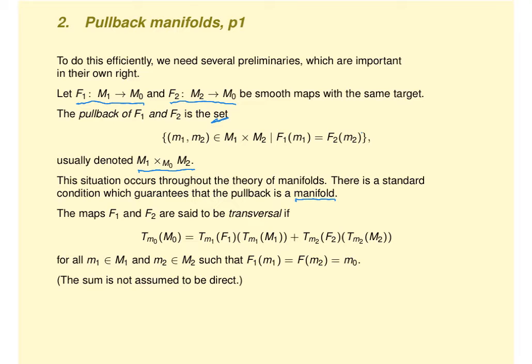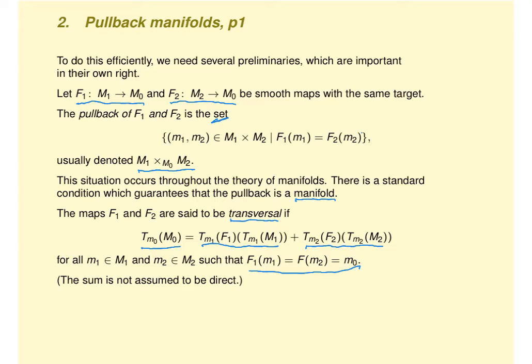So here's the standard condition. Maps F1 and F2 with the same target are said to be transversal if the tangent space at any point M0 of the target, where M0 is actually the value of F1 of something and F2 of something, is generated by the tangent space that's the image of M1 and the image of M2.